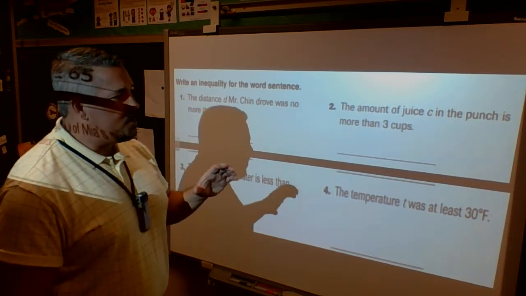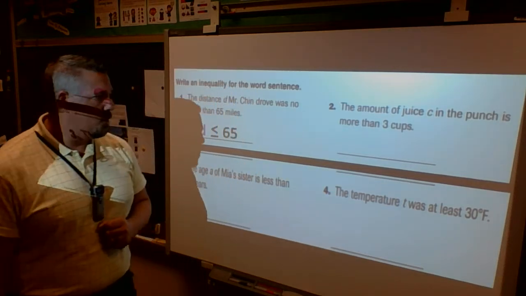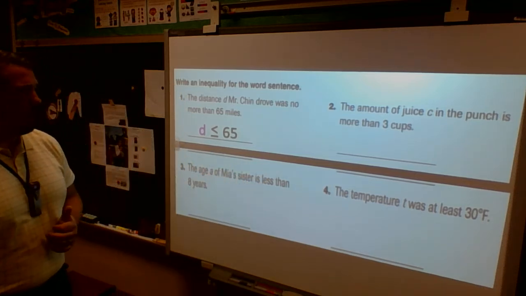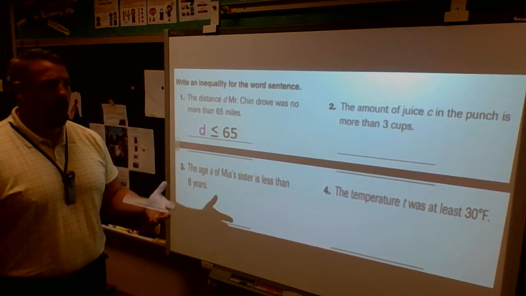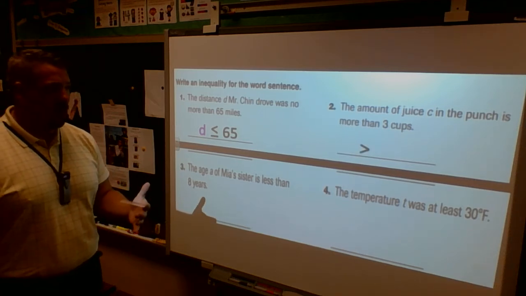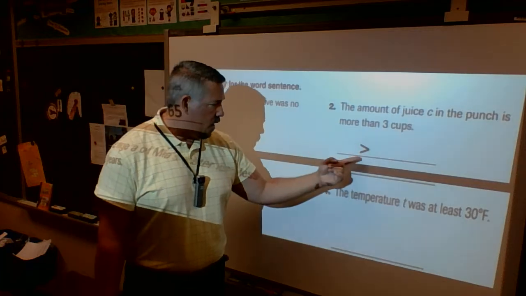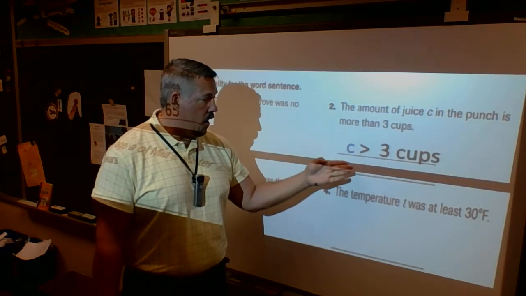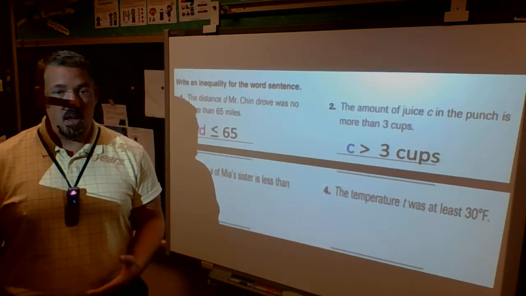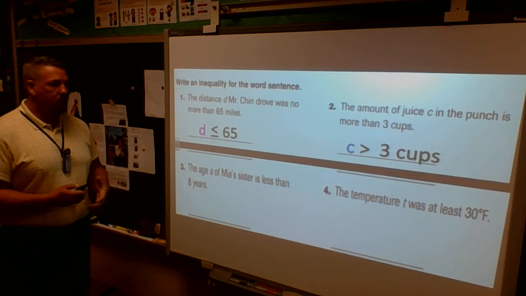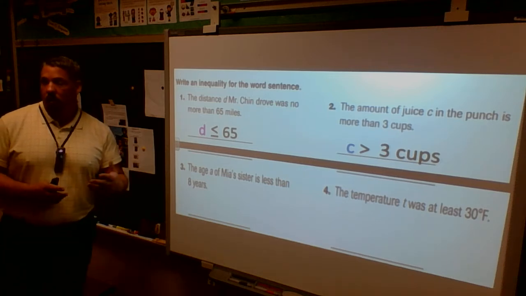The amount of juice C in the punch is more than 3 cups. All right, so I have more than, so I know it has to be a greater than. Greater than what? Greater than 3 cups, and I'm using a C. So I know greater than, so the C has to be on this side. C is greater than 3 cups. Can't be equal to 3 cups, can't be less than 3 cups, so I have to have more than 3 cups in it. That's my inequality. That's my answer.